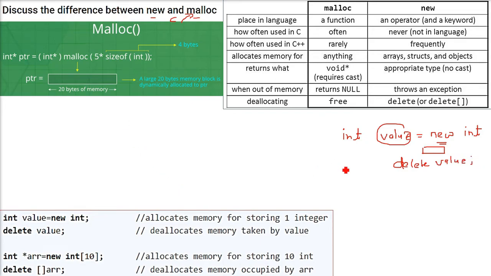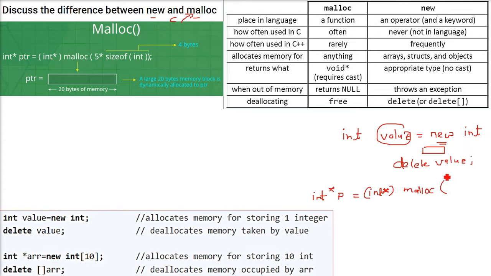Now what will malloc do? Let me write it. It is also doing dynamic memory allocation. Let us take a pointer p of type int. Now we have to typecast it, because malloc is a function and it is going to return a void star, which means a void pointer. So you have to typecast, and then in malloc you have to actually give the size.